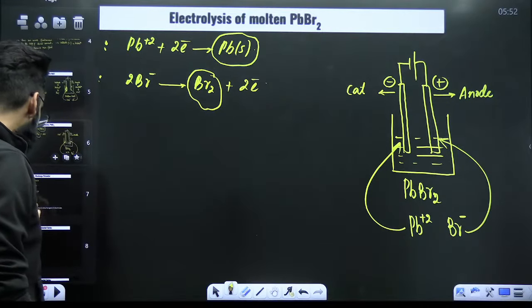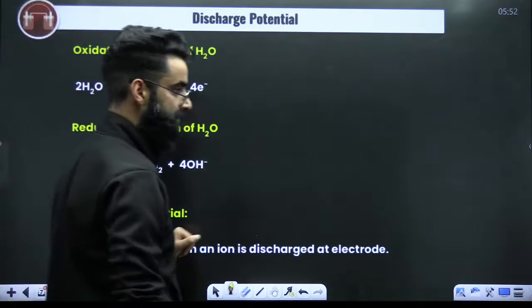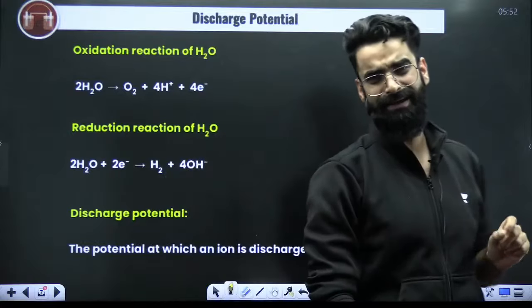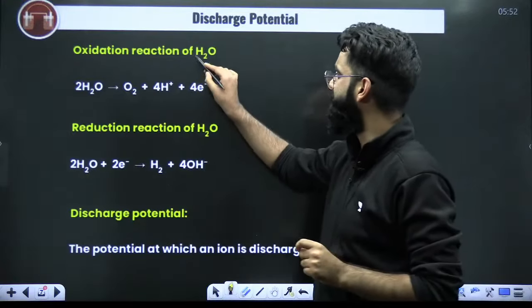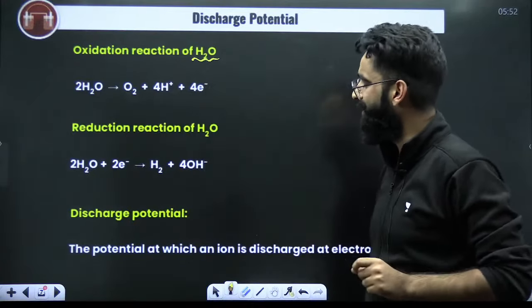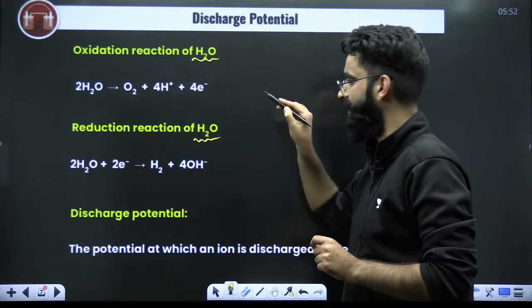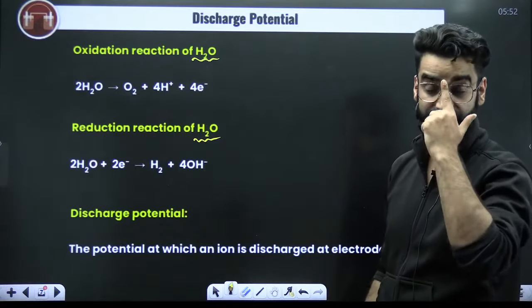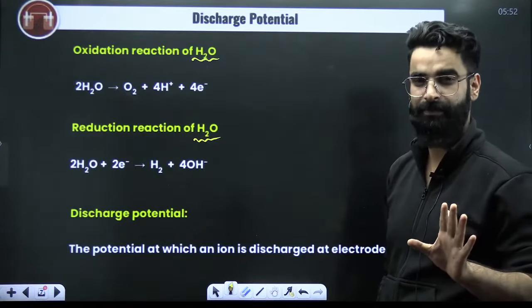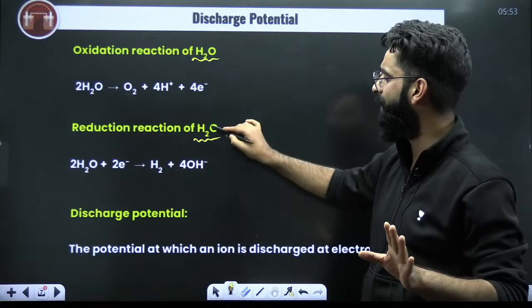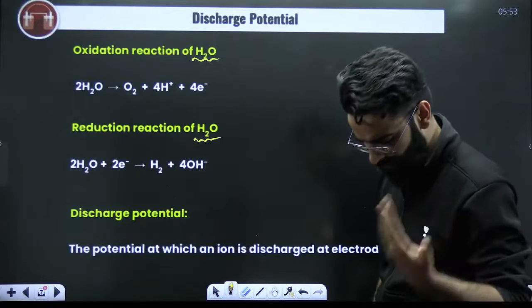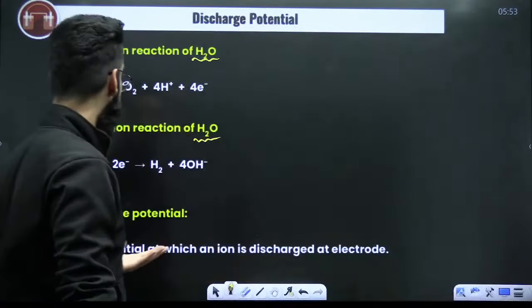First of all, I want you guys to remember 2 reactions. One reaction is something which I'll be calling the oxidation reaction of water. Another reaction I'll be calling the reduction reaction of water. These are 2 reactions which I would want you guys to remember first of all. One is the oxidation reaction of water, one is the reduction reaction of water.